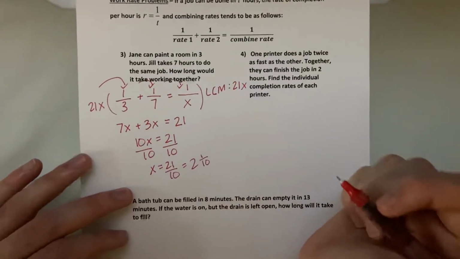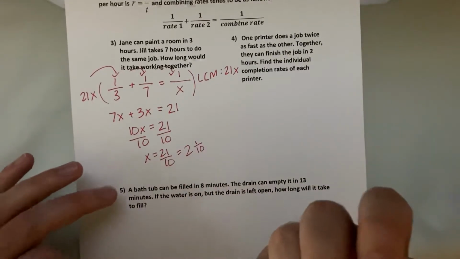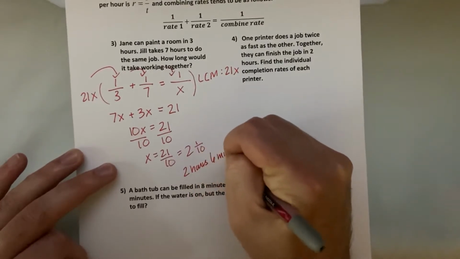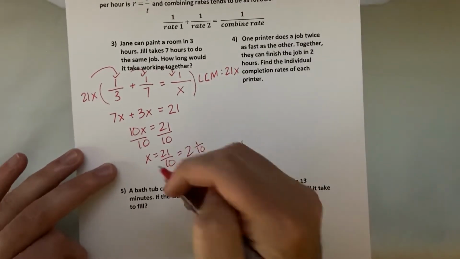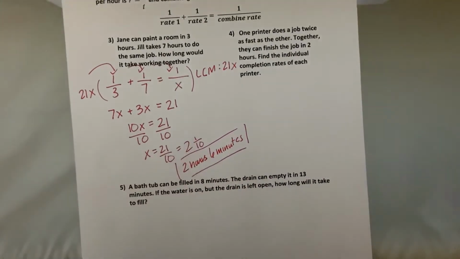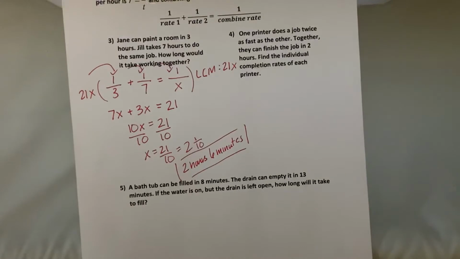If we're talking time, 1/10 of an hour, 1/10 of 60 minutes, it's 2 hours, 6 minutes. Any of these is fine. Just make sure your homework may want it in a specific way, so keep that in mind.